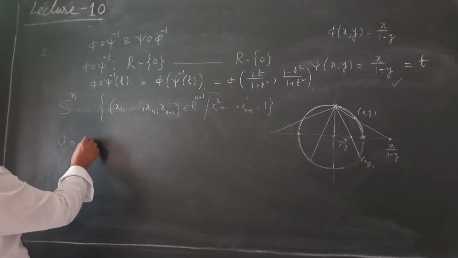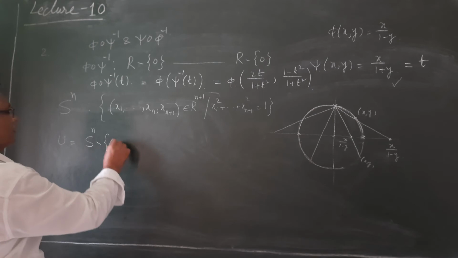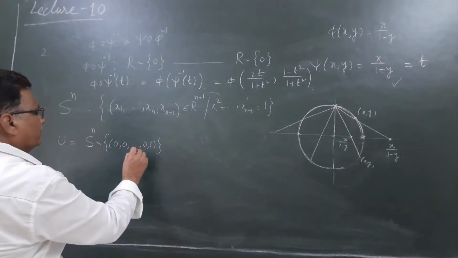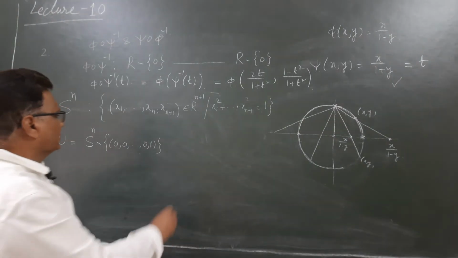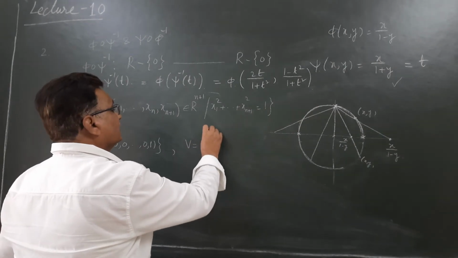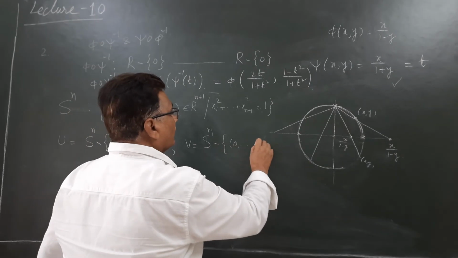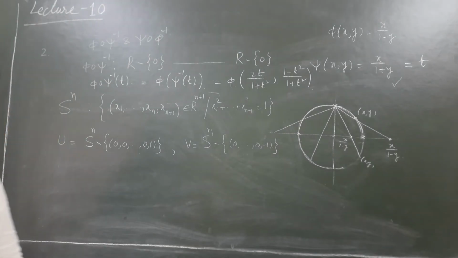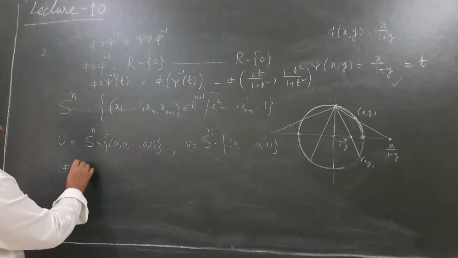The first one is Sn minus the point (0, 0, 0, 1). This time this is the north pole, so the north pole is being deleted to obtain the open set. Similarly, this time I will denote the south pole deleted, and this is also open.